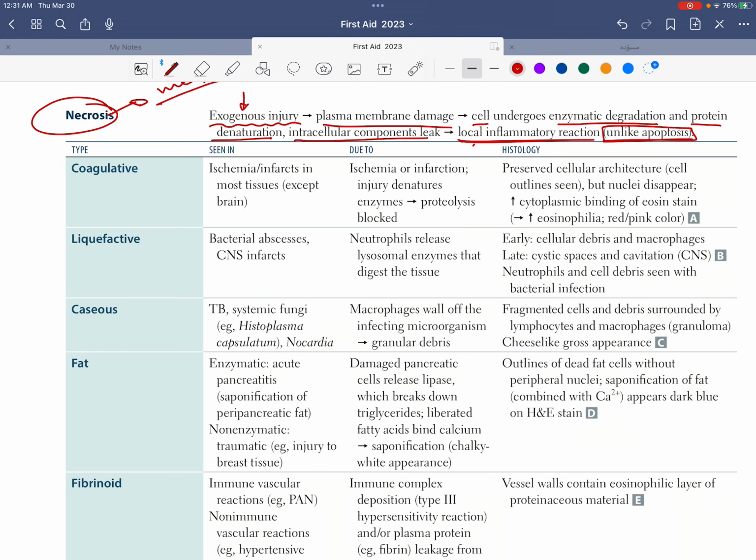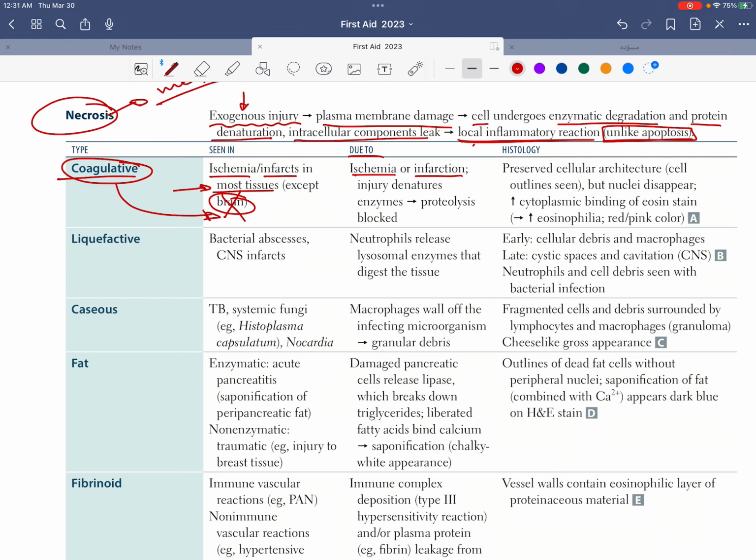For example, coagulative necrosis is seen in ischemia or infarcts in most tissues except for the brain. So in ischemia or infarcts, where there is a reduced blood supply to a specific organ or tissue, we may see coagulative necrosis. That happens in most tissues except for the brain. We don't see coagulative necrosis within the brain. The reason for that is ischemia or infarction.